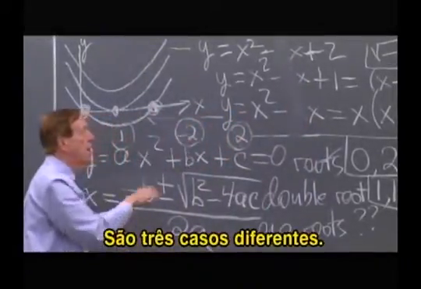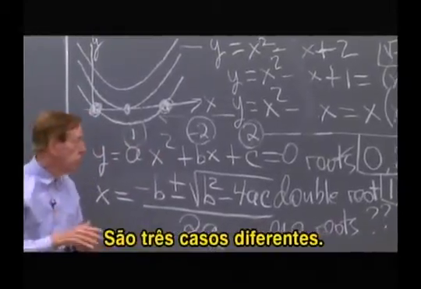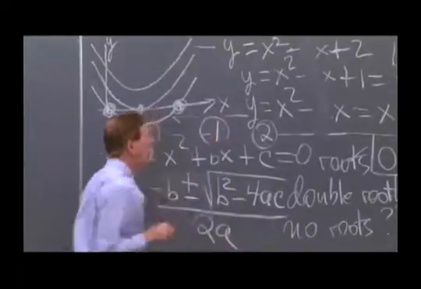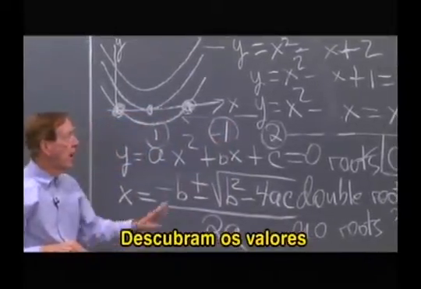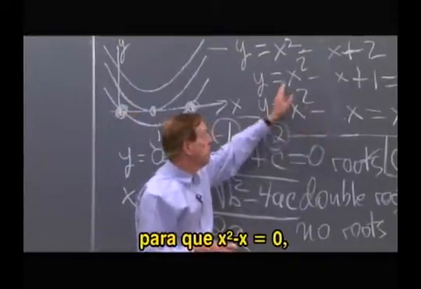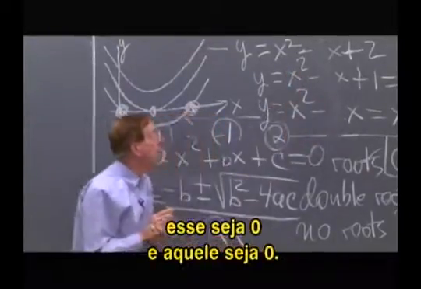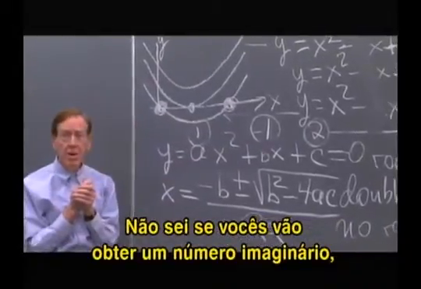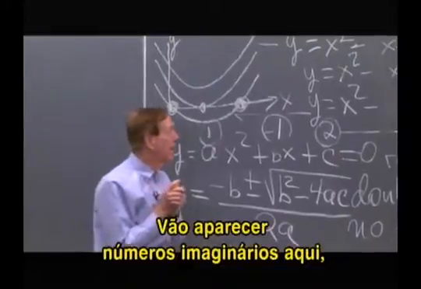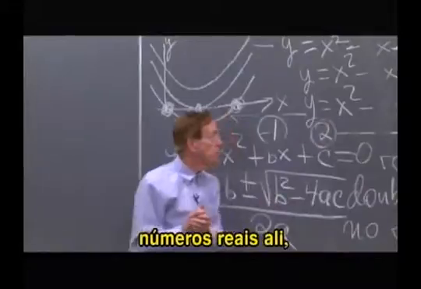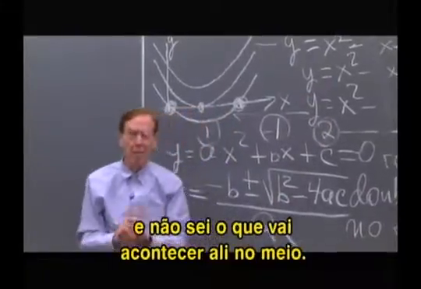So I'm giving you 3 different pictures. The b is now going to be -1. I'm going to ask you to find the roots where x squared minus x is 0, where that's 0, where that's 0. And I don't know if you're going to get an imaginary one or not, but I think you are. I think imaginary numbers are going to come up here, real numbers are going to come up here, and I don't know what's going to happen for that middle one. Okay, enjoy.